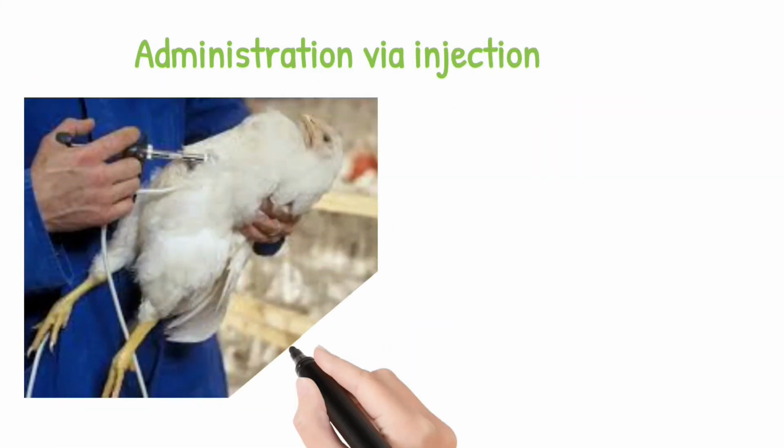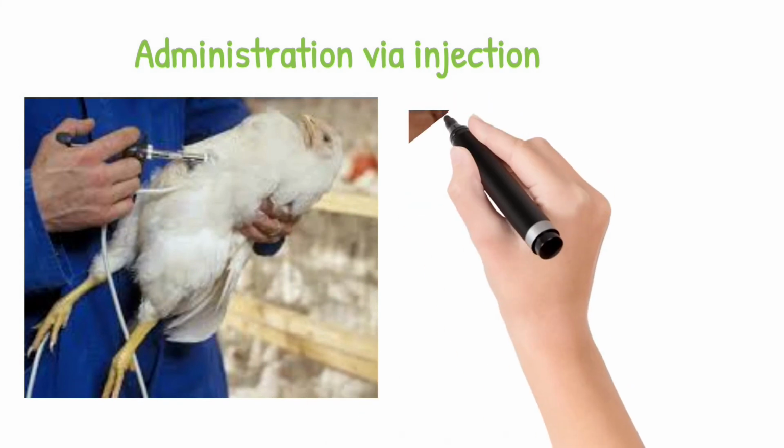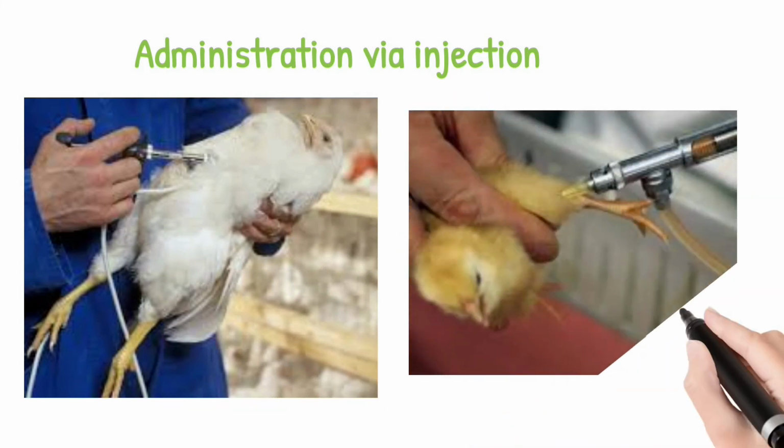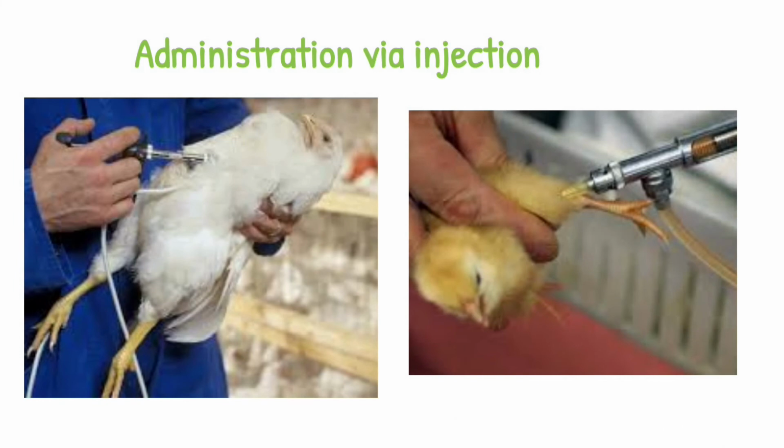Administration via injection: inactivated Newcastle disease vaccines are administered by intramuscular or subcutaneous injection only, in the breast or the leg. Inactivated vaccines should be allowed to reach ambient temperature, approximately 28 degrees Celsius, and the contents should be well shaken prior to use. If stored in a cool, dark location, an inactivated vaccine may retain its activity for 1 to 2 weeks outside a refrigerator.